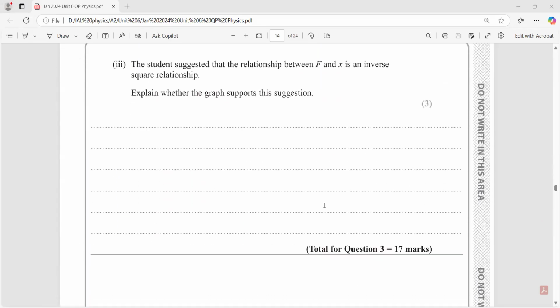Then the student suggested that the relation between f and x is an inverse square. Explain whether your graph supports this suggestion. So what does inverse square mean? The concept of an inverse square means they're inverse and vary with the square, meaning f is inversely proportional to x square. What will the equation be?